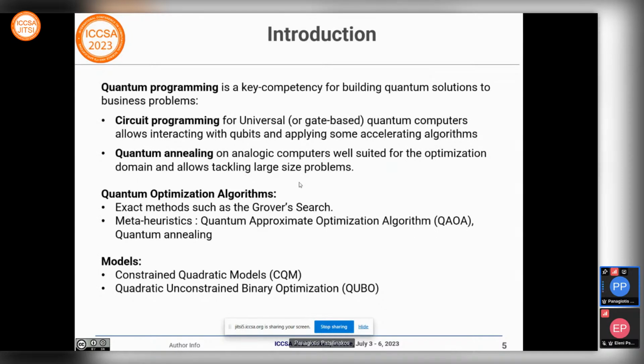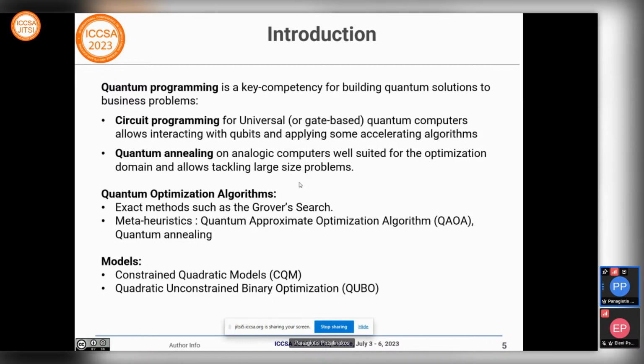So as I said, there are two types of computers, and then two types of ways to program the quantum computer. The classical one, which is to apply some operations on the qubits, which you can call circuit programming. And there's also the quantum annealing method, which allows solving some larger size problems. And these quantum annealing machines are specialized, dedicated to optimization problems.